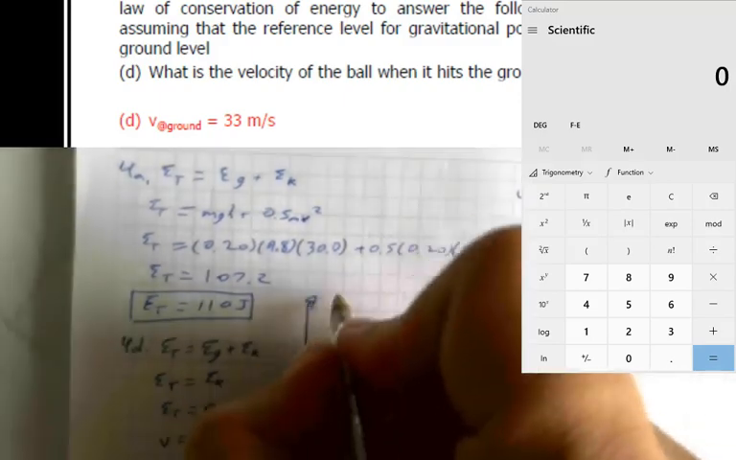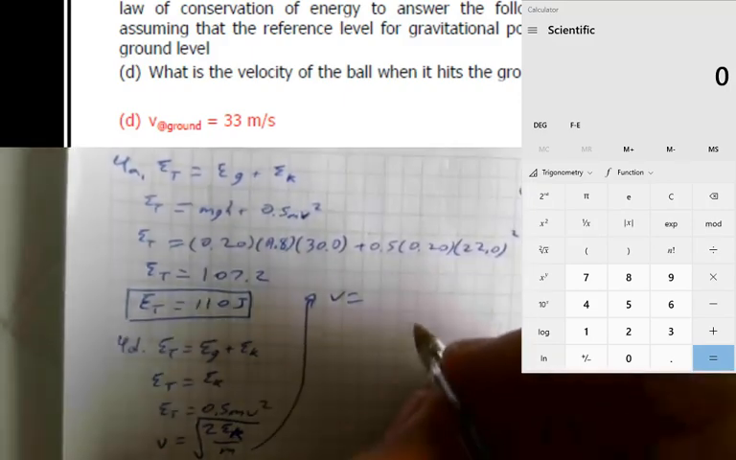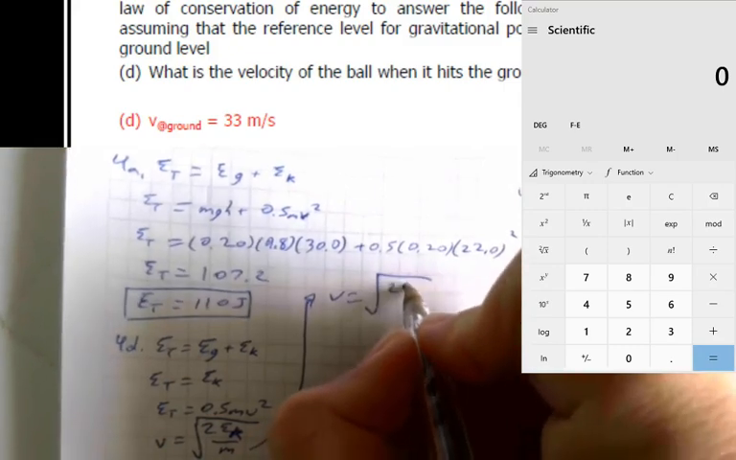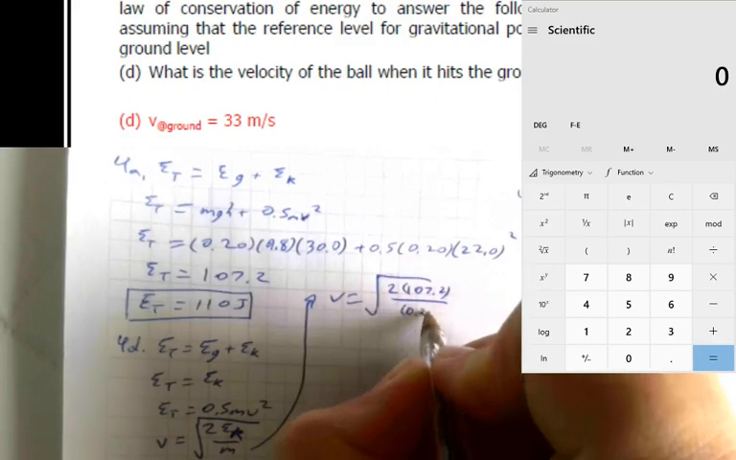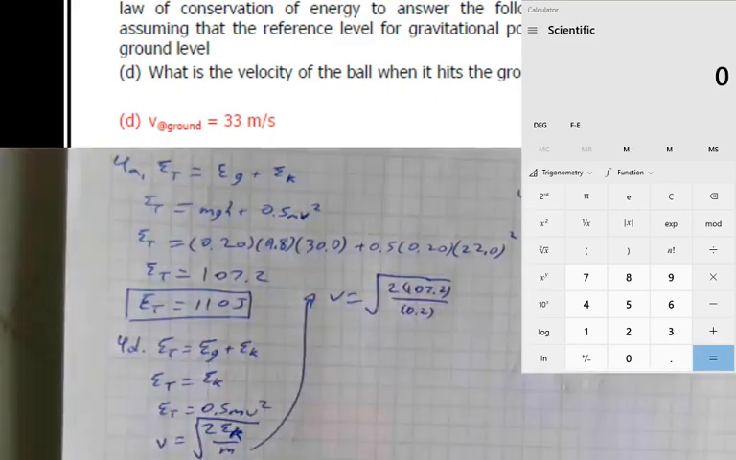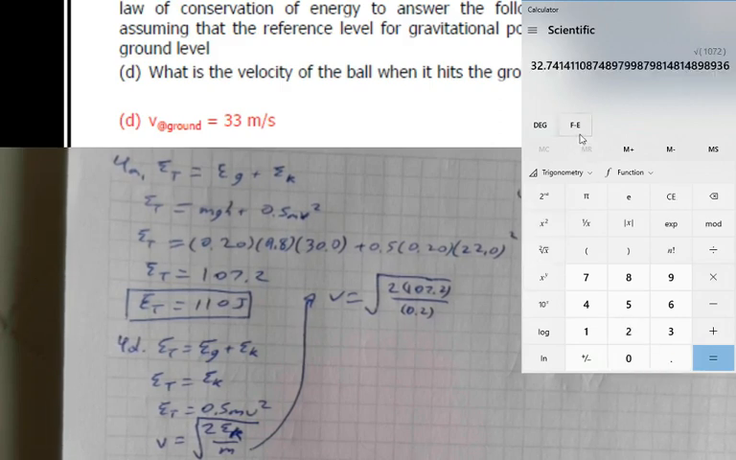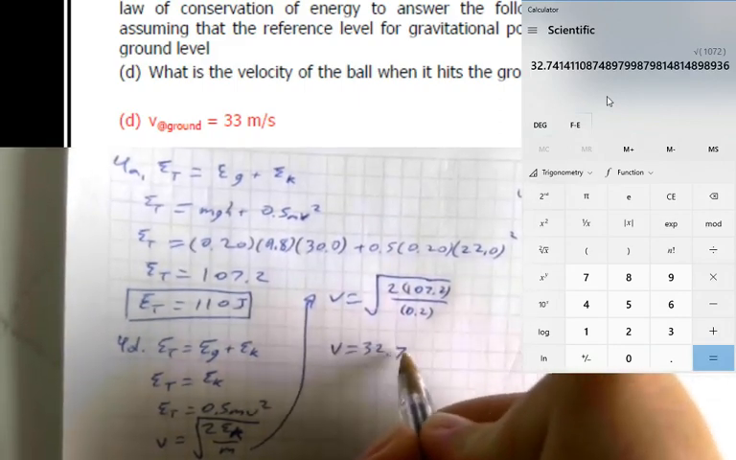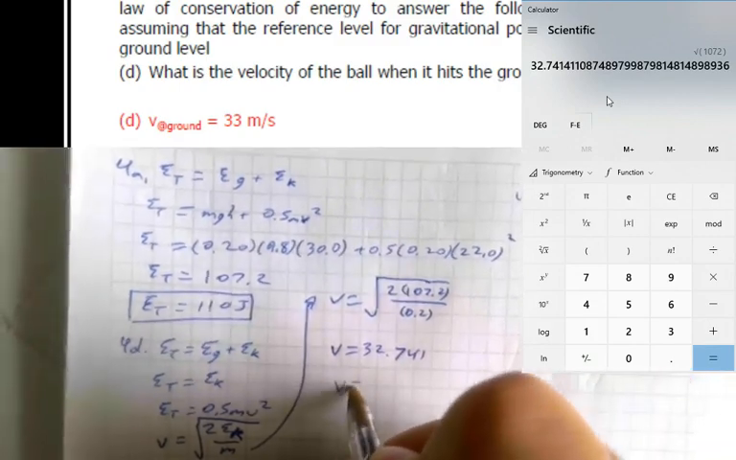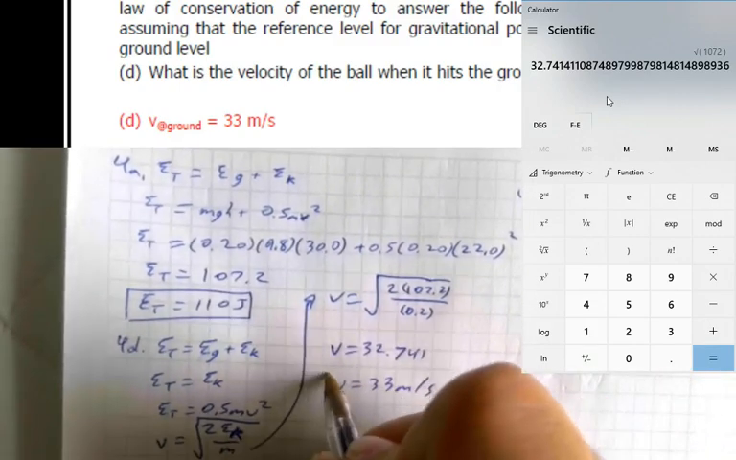So V is going to equal the square root of 2 times 107.2 over 0.2. And let's determine that. We have 2 times 107.2 divided by 0.2. And I find the square root. I get 32.741. And my V rounds to 33 meters per second. That's my solution.